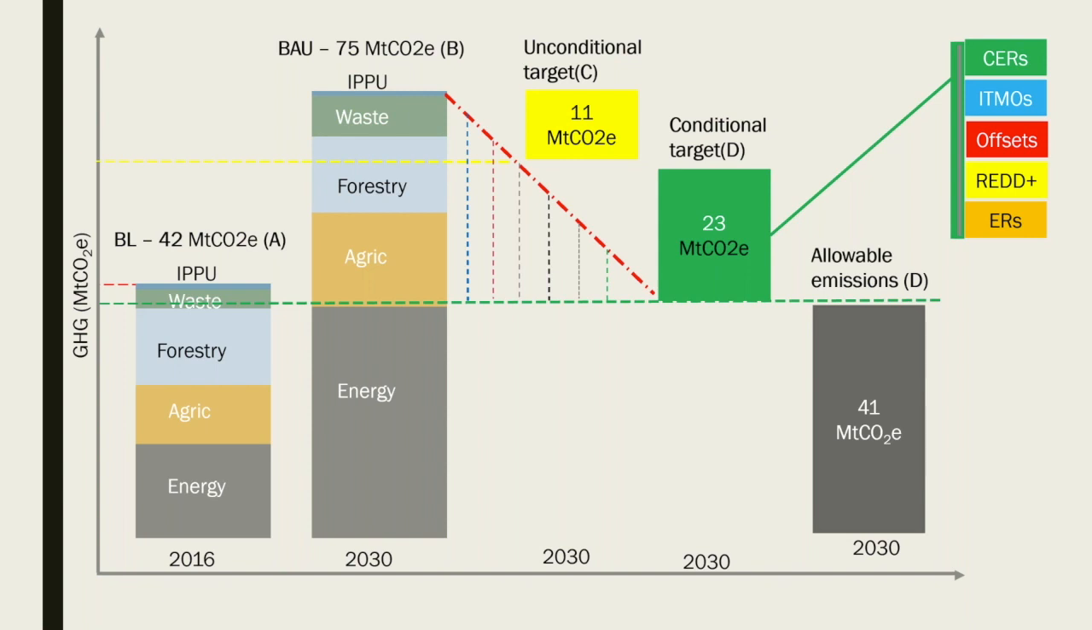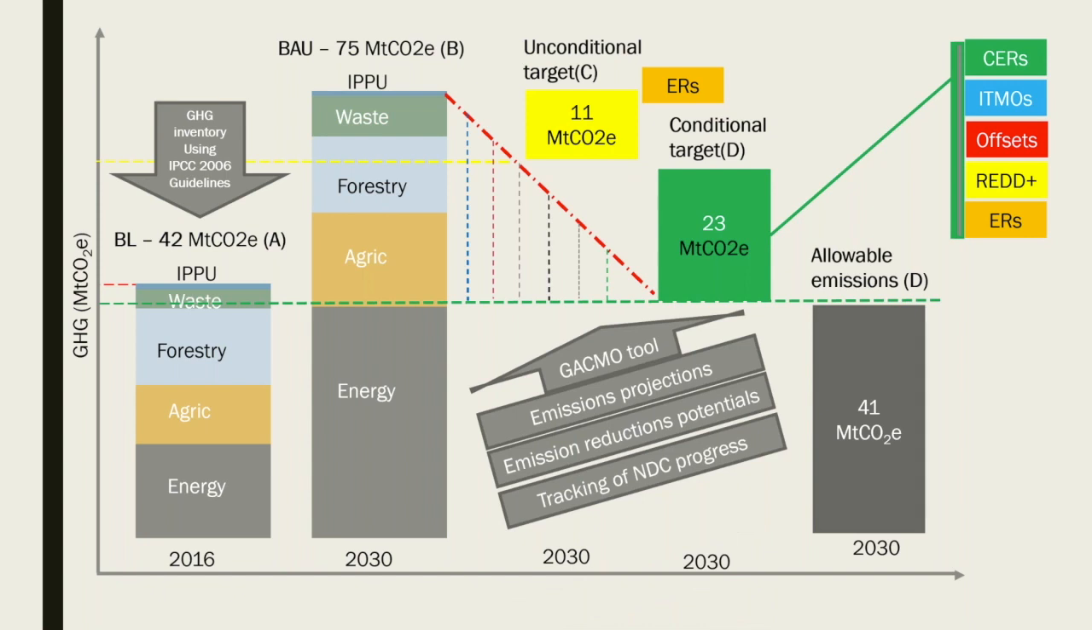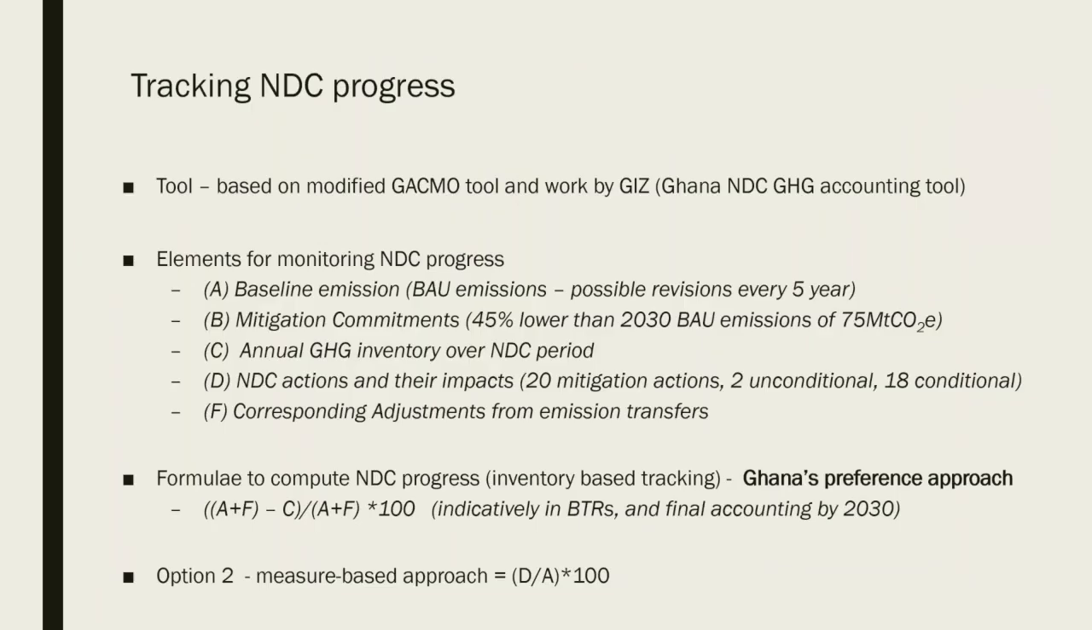And the emission reductions could come in all these forms. And then we have this as well. So this is very crucial. To the left side, we use the IPCC guidelines, and then to this side, we are going to use the gas mode tool for the emission projections, the emission reduction potential, and also the tracking of the NDC progress. So this is the whole thing.